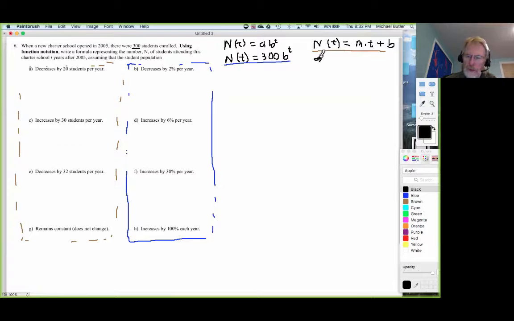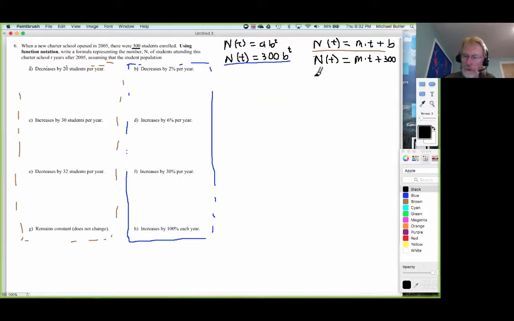Let's take a look at part A here. We'll do A over here because that's the linear one. It decreases by 20 students per year. Actually, let me back up for a moment because we know the initial amount in this one also, so let's put that into our model right away. So n of t is equal to m, which is our rate, our slope, plus 300.